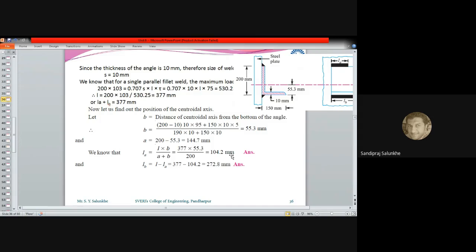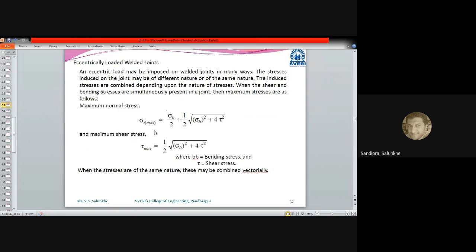So LA is calculated as 104.2 millimeter. Now for LB, we just subtract from the total length, which we calculated as 377 millimeter. So 377 millimeter minus 104.2 millimeter is 272.8 millimeter. So LB is also calculated, and that is the length of weld required to sustain the 200 kilonewton load on this angle. Any doubt? No, sir. Okay, then we'll go further.